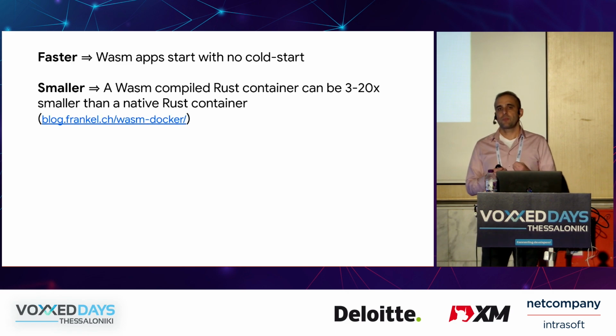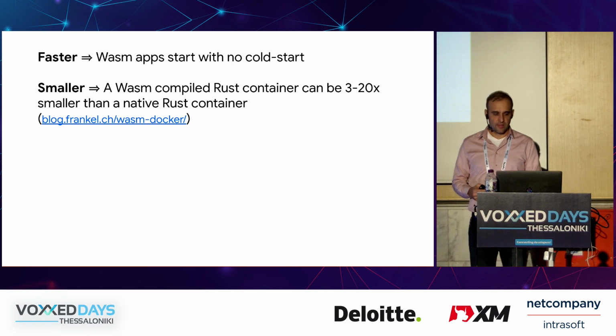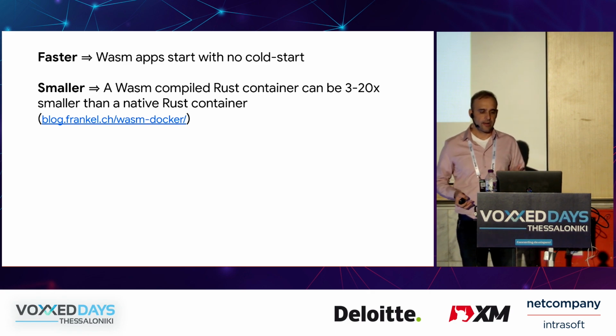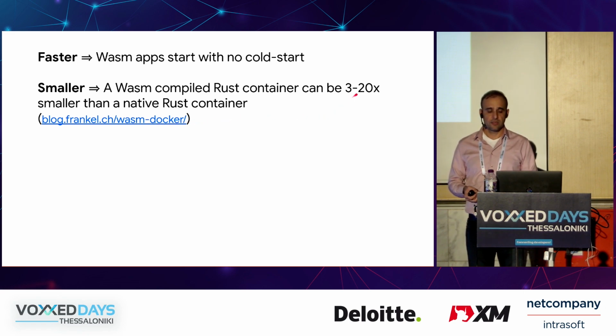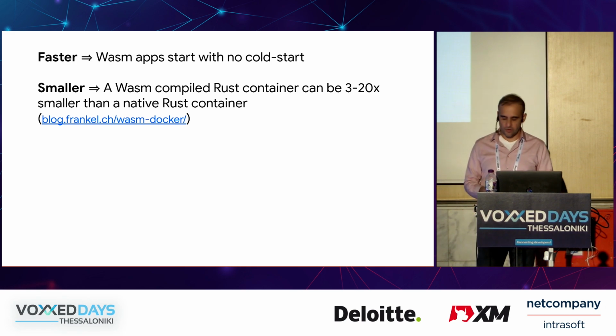Smaller. So a WebAssembly module by default is really small. But even if you take a WebAssembly module and wrap it into a container, and I'll talk about why you want to do that later, it's still much smaller than a regular container. There's a really good blog post from Nicholas that goes through compiling a Rust application into a container, and compiling a Rust application to a Wasm module and into a container, and comparing them. He basically finds that the WebAssembly container is 3 to 20 times smaller. And maybe if we have time, we'll take a look at this blog post a little bit later.